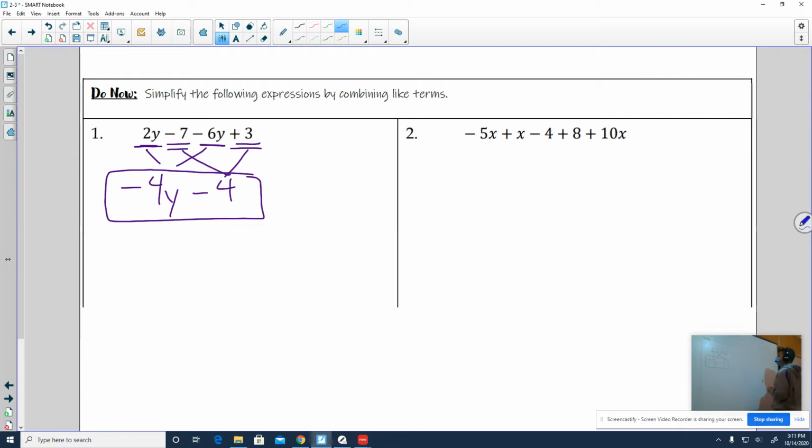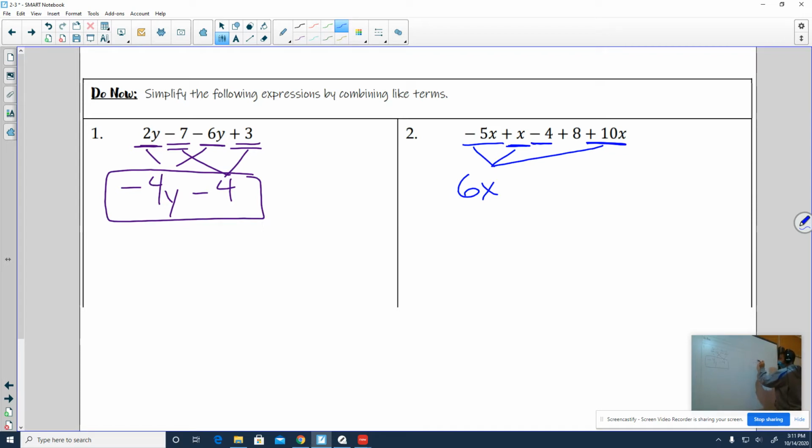Number 2. More terms here. Same job. We're looking for like terms. I see I've got a negative 5x there, a positive 1x there, and a positive 10x right there. We're going to bring all those together. Add the coefficients. Keep the x. They're going to combine to a 6x.